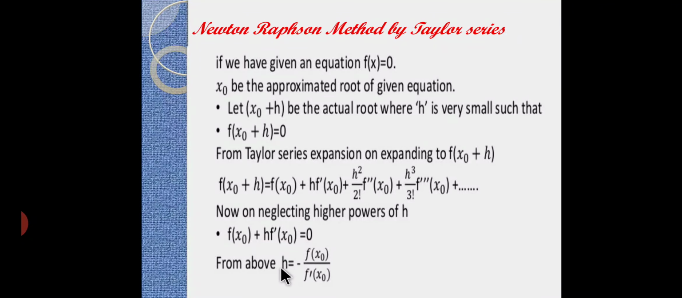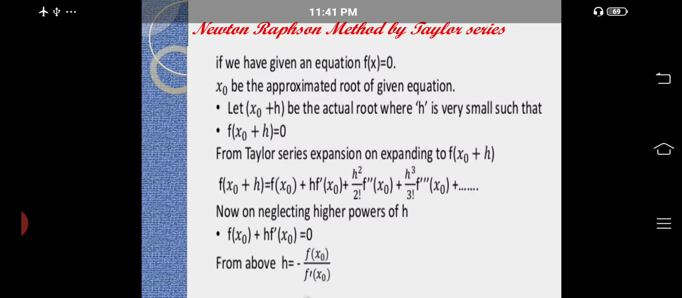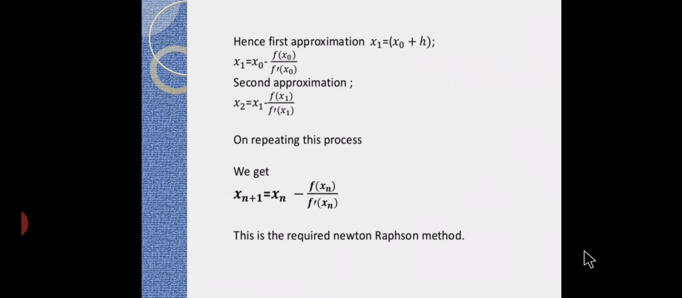So from this we get h is equal to minus f of x naught by f dash of x naught. Hence the first approximation is x1 is equal to x naught plus h. So from that we can write x1 is equal to x naught. Now here we substitute the h value, that is minus f of x naught by f dash of x naught. So the first approximation x1 is equal to x naught minus f of x naught by f dash of x naught.